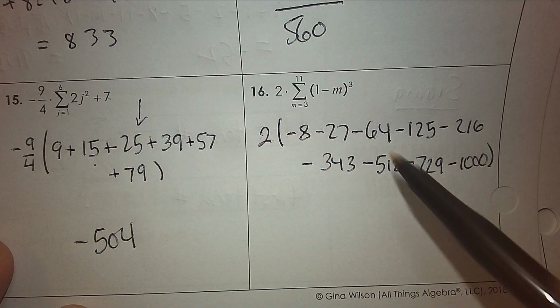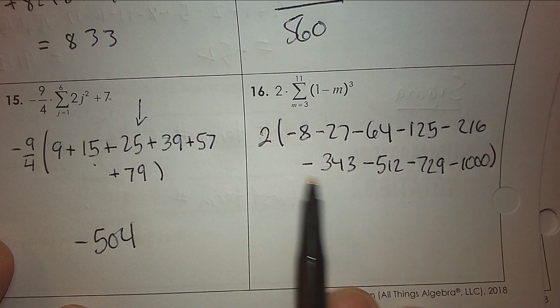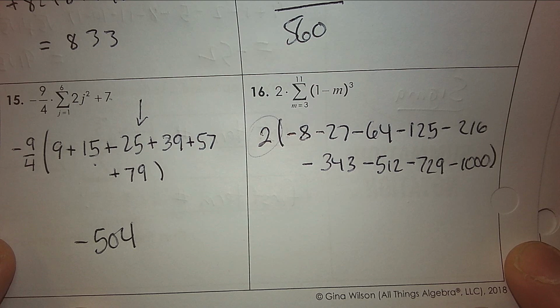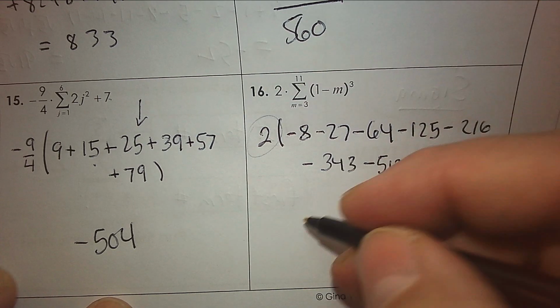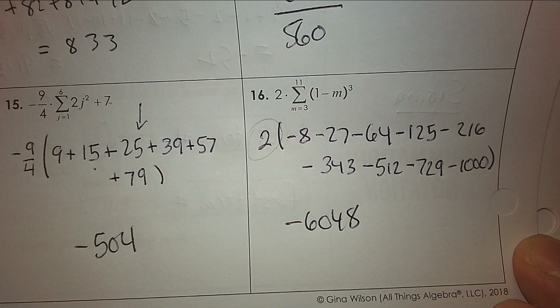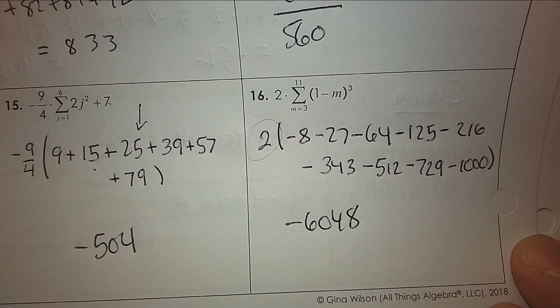So first, subtract all these and then multiply times 2. And you get negative 6,048. You might make a mistake typing it in.